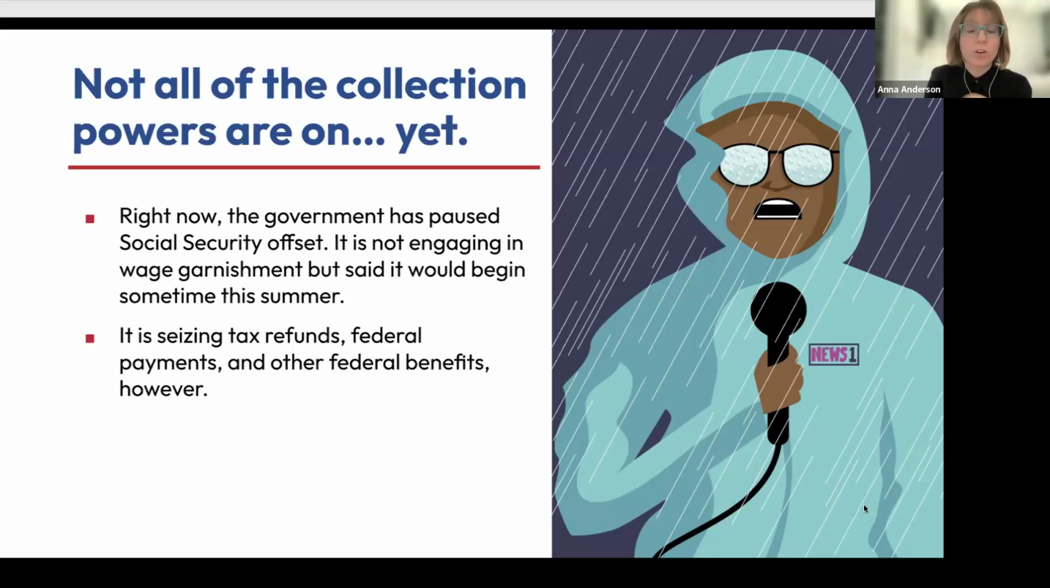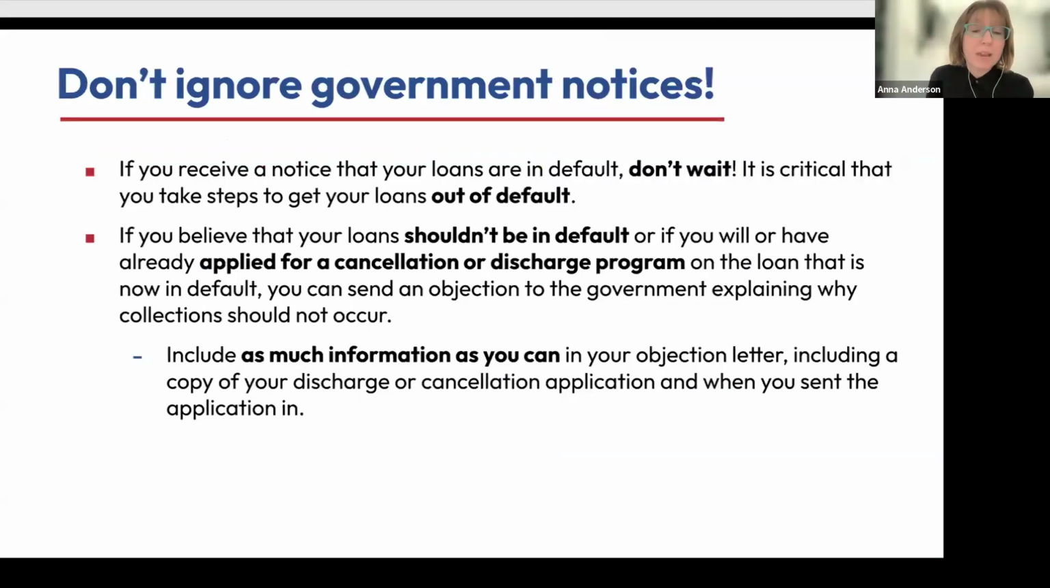So if you are in default or you're at risk of being in default very shortly, you need to take steps to get out of default or to avoid default if you want to also avoid these collection actions. The main story here that we're going to tell you today is just don't ignore any notices that you get either from the government or from your loan servicer. If you receive a notice that your loans are in default, you need to take steps very soon to try to get out of default and avoid a collection activity. If you think that your loans shouldn't be in default or that there is some type of error here, you definitely want to object to the notice that you receive.